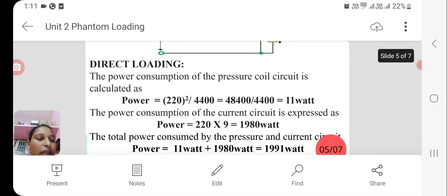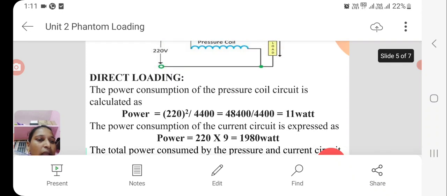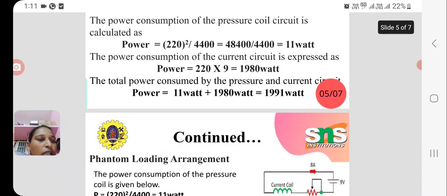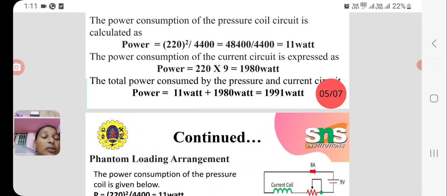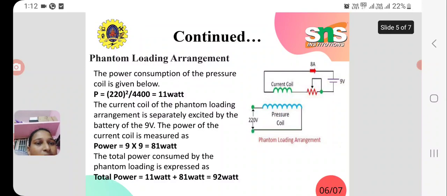Now let's find the power consumed in the current circuit, where power is equal to V into I. The voltage is 220 and the current is 9 amps across the current coil circuit, hence the power is 1980 watts. The total power consumed is obtained by adding the power of the current coil and pressure coil, which is 11 watts plus 1980 watts, which is 1991 watts. Now let's check it with the phantom loading arrangement.